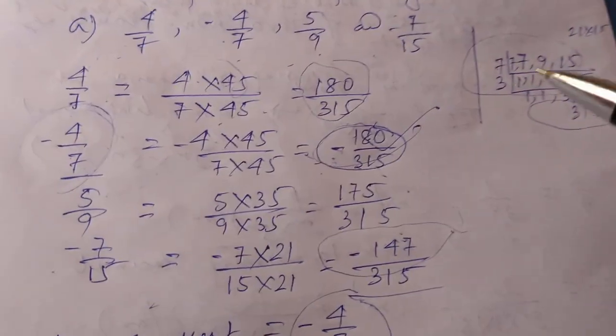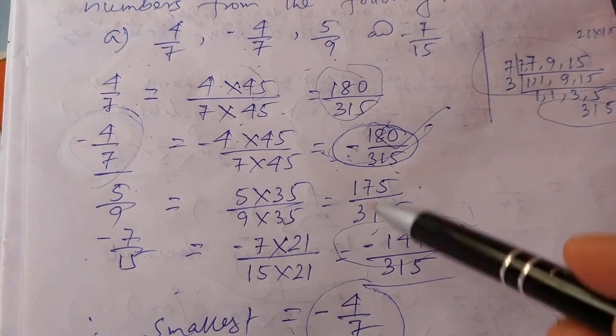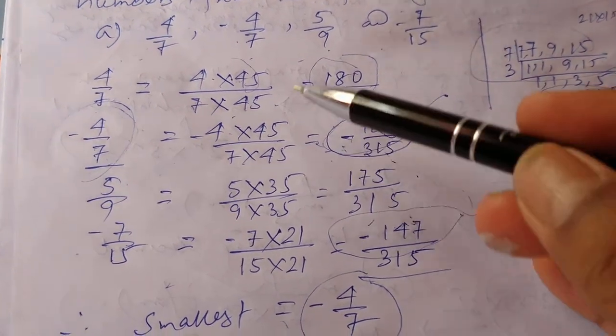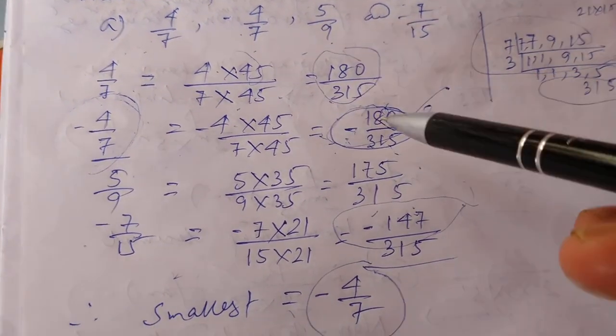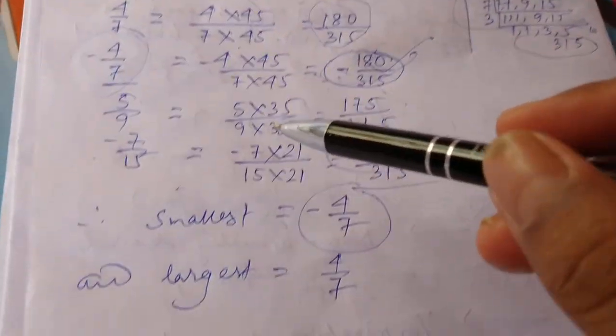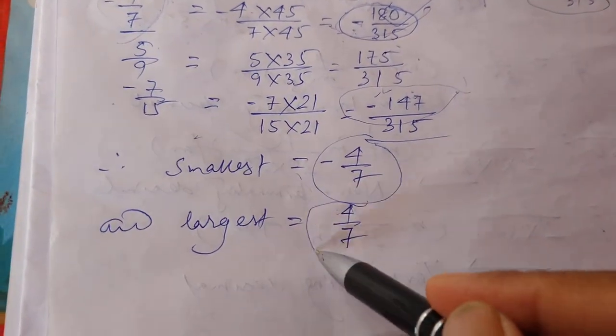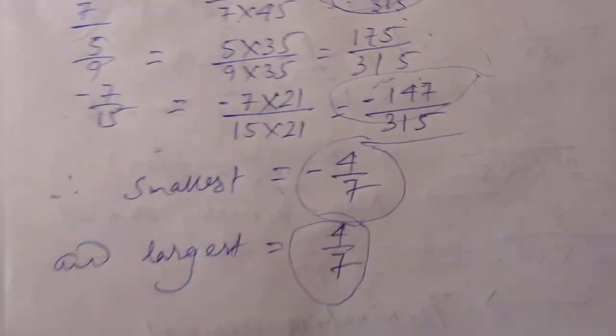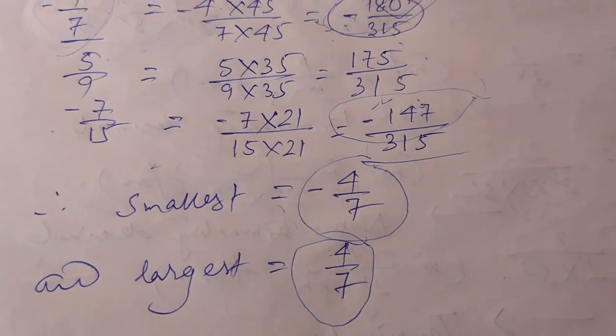And the greatest one must be among 175 and 180. Denominator the same, so 180 is the greatest. So the largest number is 4 by 7. So minus 4 by 7 is the smallest number and plus 4 by 7 is the largest number.